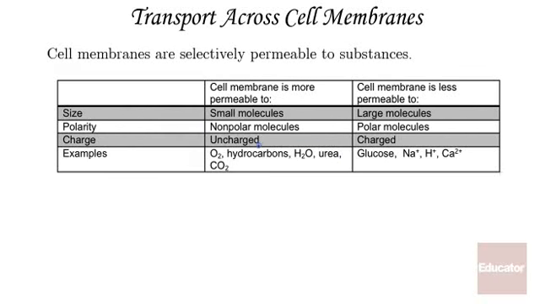Looking at examples of substances that do cross the cell membrane more easily. Those are things such as oxygen, which is small. Hydrocarbons, hydrophobic. I talked about water being small and yet it is polar. CO2, small and nonpolar, and urea. So these all can cross relatively easily, whereas larger polar molecules and ions like glucose, sodium, hydrogen, and calcium all are going to have a difficult time crossing, if they can even cross at all without help.